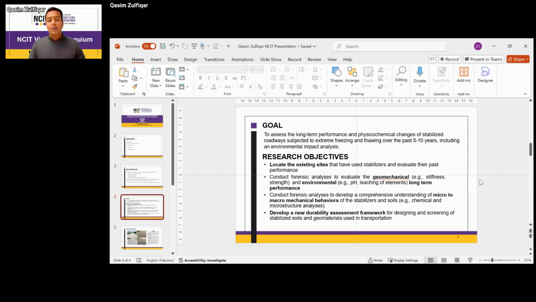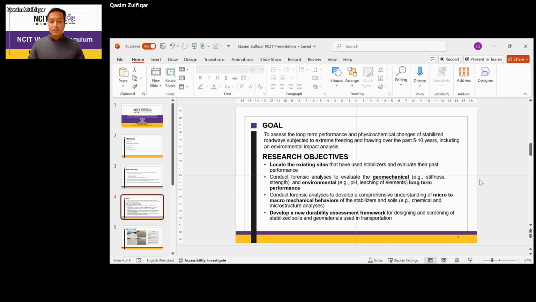So our research started with locating the existing sites, the sites that have used such stabilizers. Those stabilizers may be chemical stabilizers, recycled concrete aggregates, steel slag, cement-related aggregates. And once we had located those sites, we are carrying out the forensic analysis to evaluate the geomechanical and the environmental long-term performance of these type of materials.